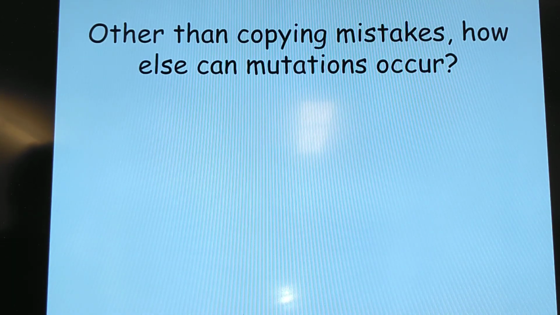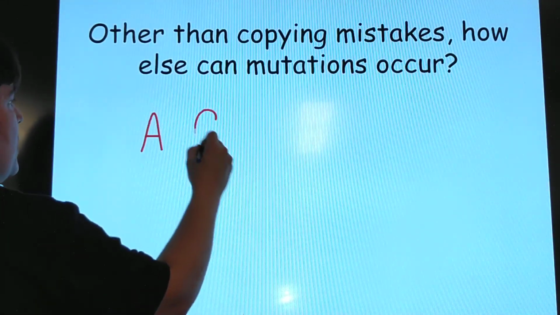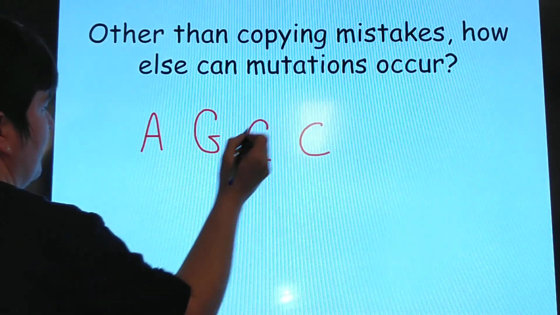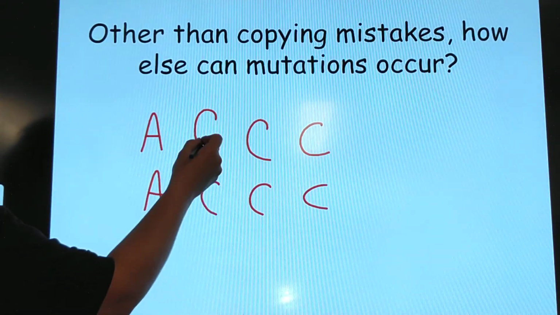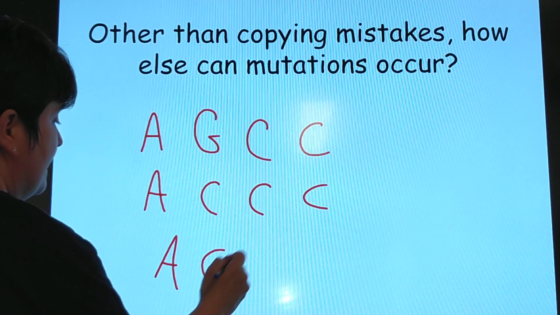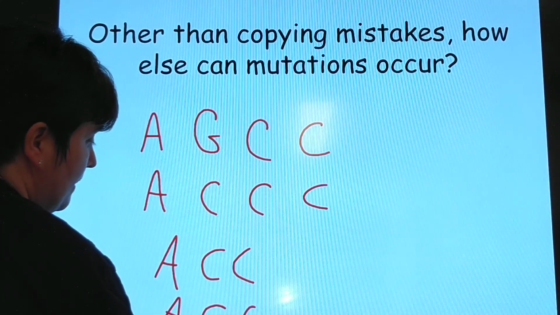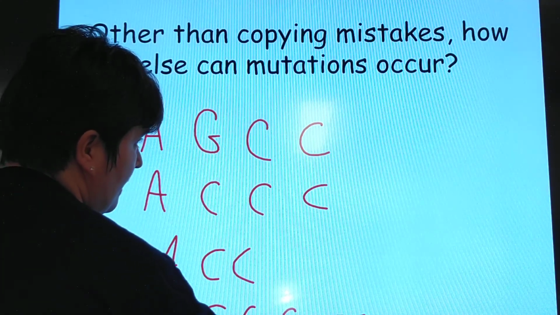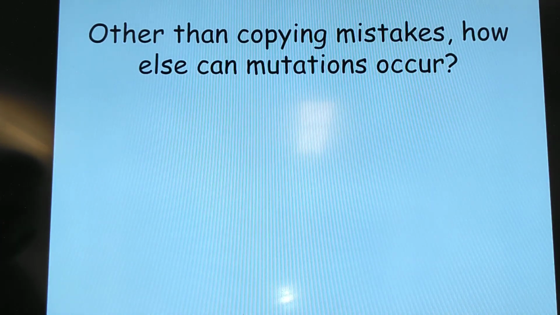So other than copy mistakes, how else can mutations occur? Sometimes maybe it should have been an A, a G, a C, another C. Well, it may end up with an A and somehow ends up with a C and a C and a C. That would be a substitution. Sometimes that G may get knocked out altogether. You may end up with ACC. That would be a deletion. Sometimes it might get carried away and really like that G, and it might somehow end up sticking in a few extra G's. That would be insertions or replications. So different things can happen as you're putting those bases in there that can cause misprints or mutations.